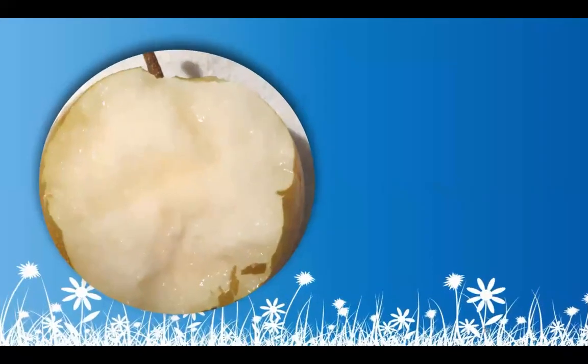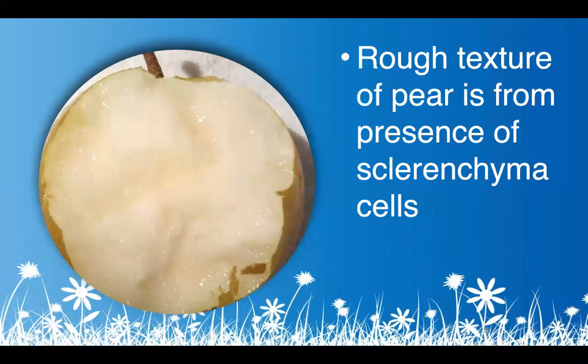Now, if you've ever eaten a pear, you might notice the difference in texture between the flesh of an apple and the flesh of a pear. The flesh of an apple is smooth, whereas the flesh of a pear is kind of gritty. It has like these little, kind of sandy particles in it. Those are sclerenchyma cells.